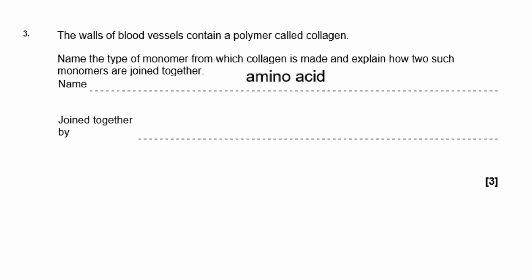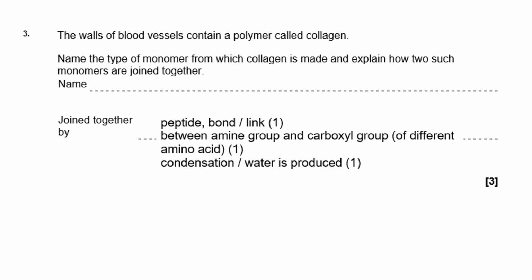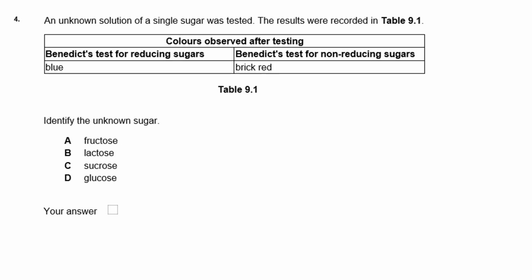Next question, talking about the polymer collagen, and it's saying that the monomer from which collagen is made, you need to name it. Collagen is a protein. All proteins are made from amino acids. So the first one is amino acid. It then says, how are they joined? Now that's not very specific. You could name the bond or the process by which the two amino acids are joined. So if you said peptide bond, you get a mark. Or if you actually said it was a condensation reaction whereby water is produced, you would also get a mark, giving you a total of 3.